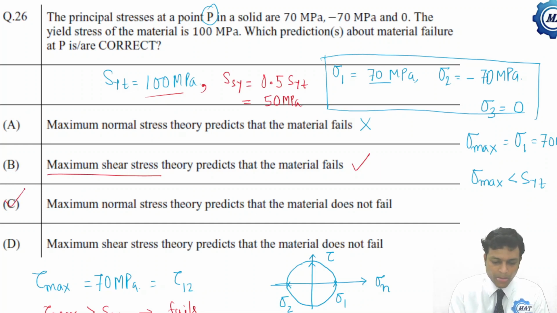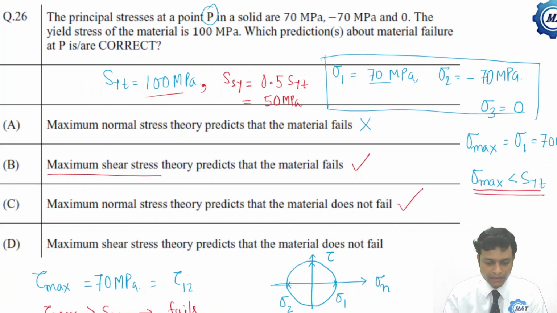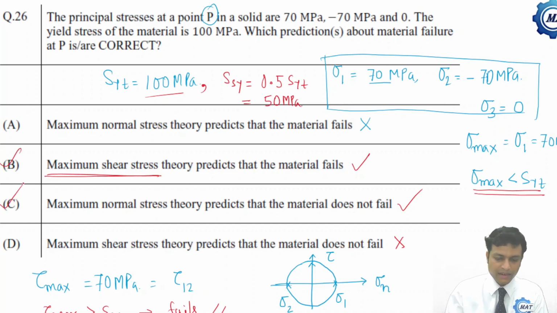Now let us check C. Maximum normal stress theory predicts that material doesn't fail. This is also correct because we have seen that it will not fail. Maximum shear stress theory predicts that the material doesn't fail. That is incorrect. According to maximum shear stress theory, it fails, but according to normal stress theory, it doesn't fail. Okay, so we have solved this. So B and C are correct. This is a multiple option question. Let us move to the next problem.